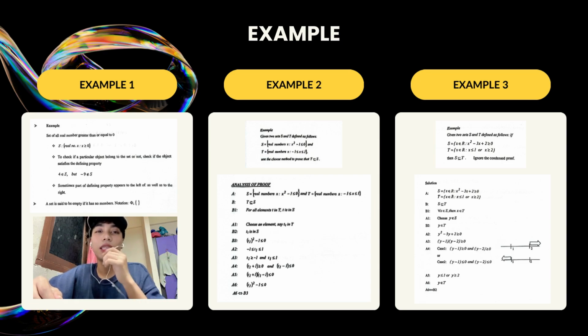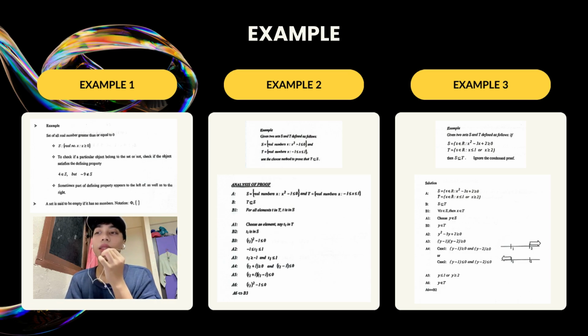Okay, for example 2, the question is: given sets S and T defined as follows, S is the set of x such that x squared minus 1 is less than 0, and T is the set of x such that negative 1 is less than x less than 1. Use the choose method to prove that T is a subset of S. So the solution is: A, S equals the set of real numbers x such that x squared minus 1 is less than 0, and T is the set of x such that negative 1 is less than x less than 1.